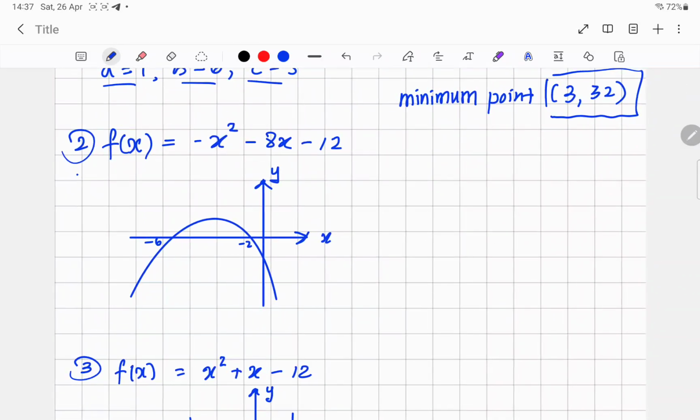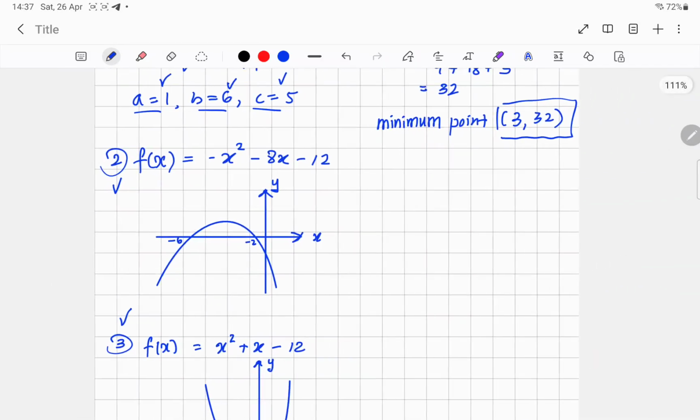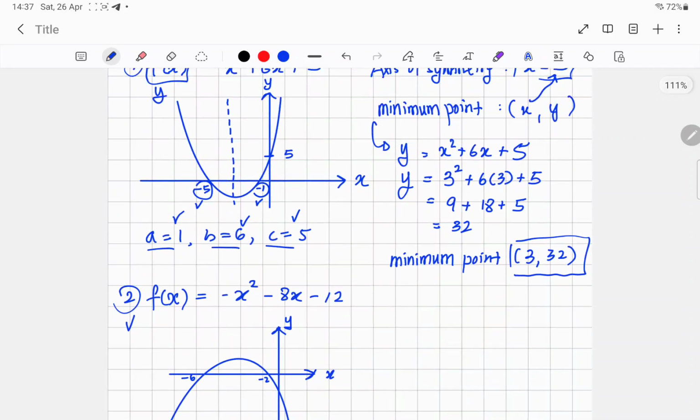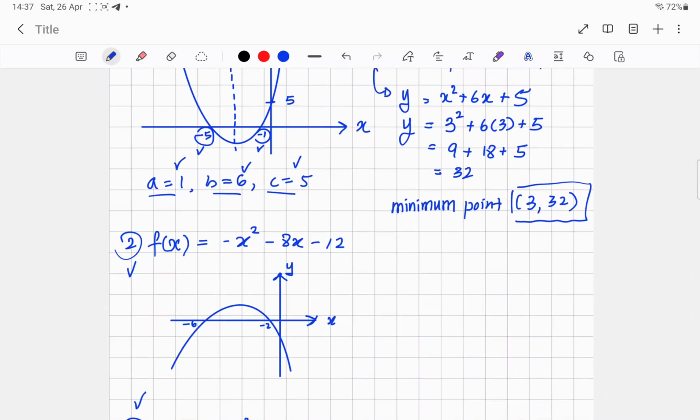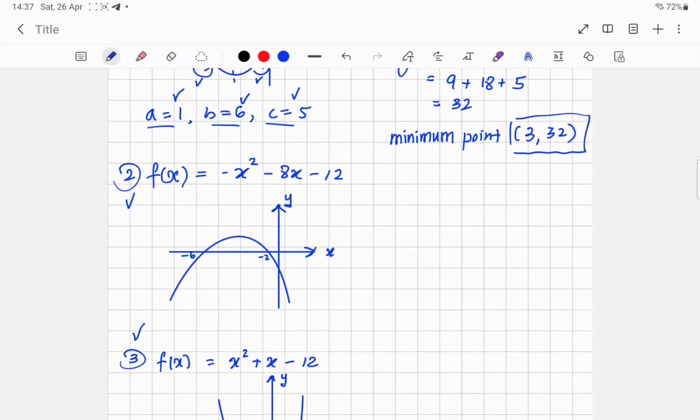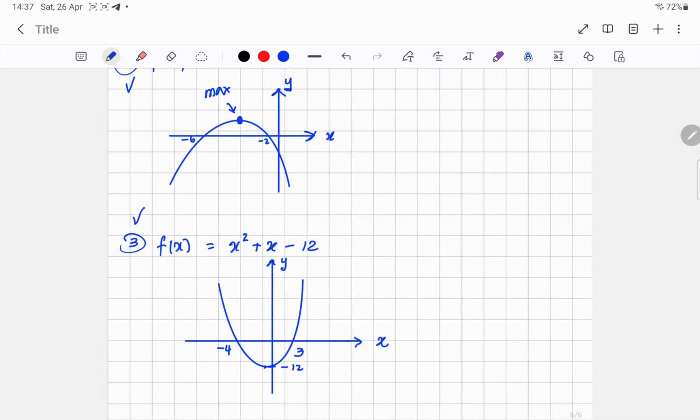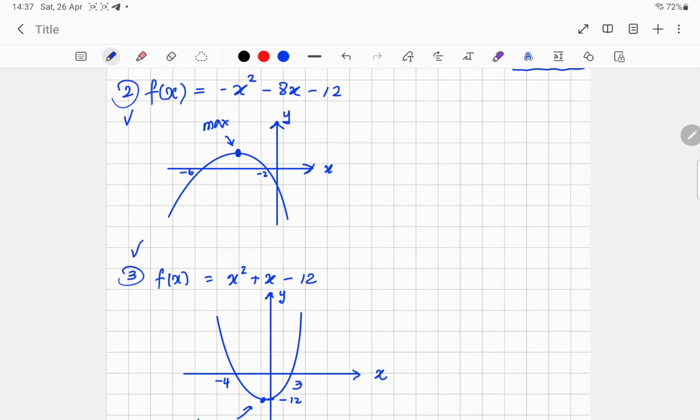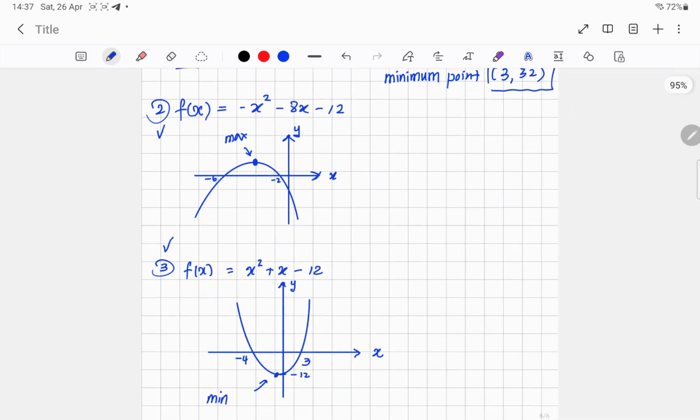For the second and third examples I gave, you can try to find the axis of symmetry and also the max or min point. But this one I can tell you is a maximum point, and this one is a minimum point. Come and try it. In the next video I will tell you the answer.